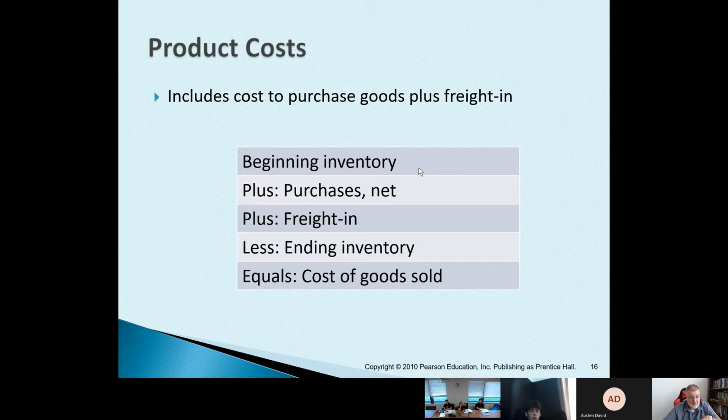How much was the value of my beginning inventory? How much did I buy? What was the value of that? How much did I pay in freight to get it there? What's the value of my closing inventory? So if I take this number plus this number plus this number minus this number, that's going to give me my cost of goods sold.